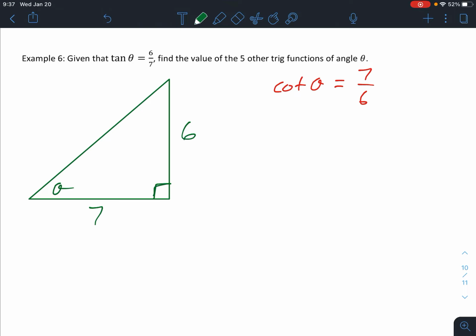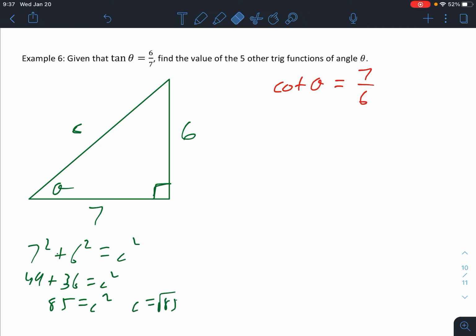Okay, so doing Pythagorean theorem, we don't know the hypotenuse this time, so I'll call it C. So 7 squared plus 6 squared equals C squared. 49 plus 36 equals C squared. 85 equals C squared. Now we don't get a whole number this time, it's fine. Take the square root, you get C equals root 85. Just write down root 85. Do not write that as a decimal. Root 85 is what we want.